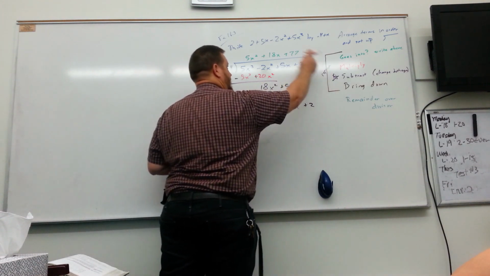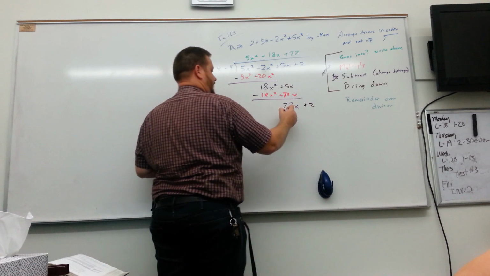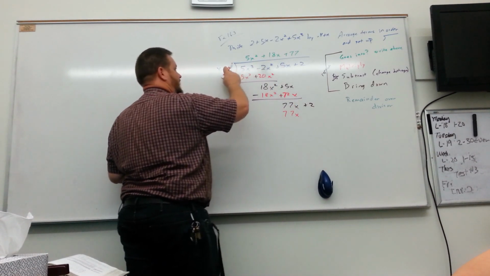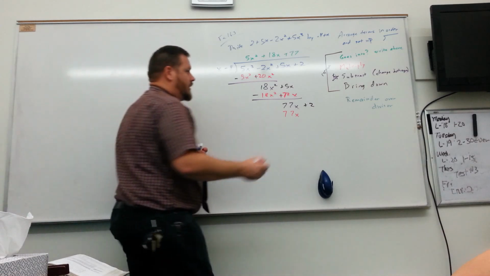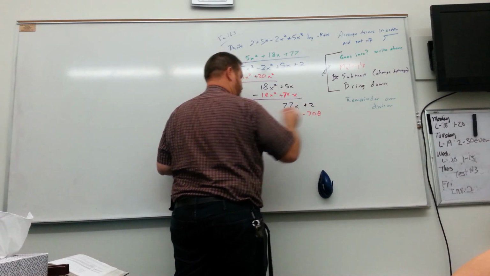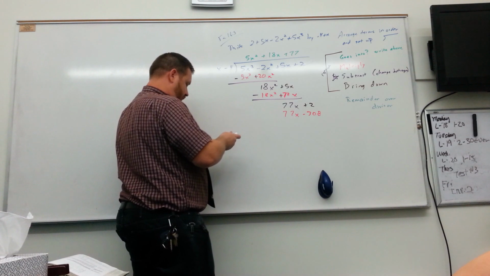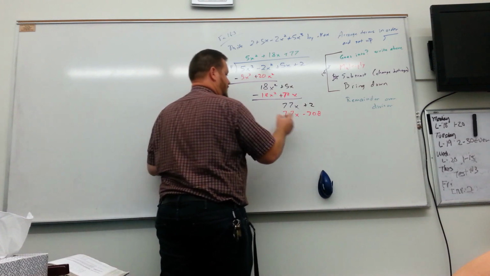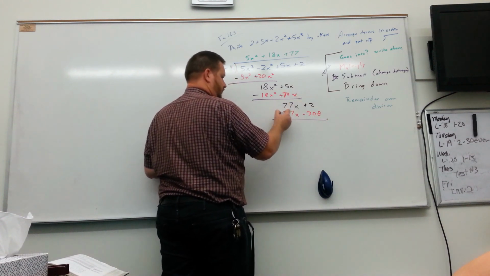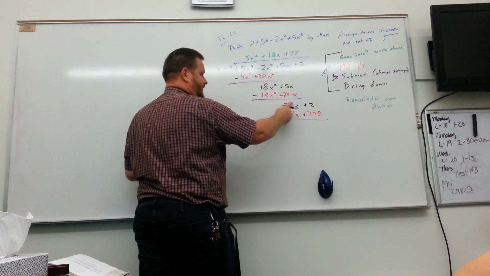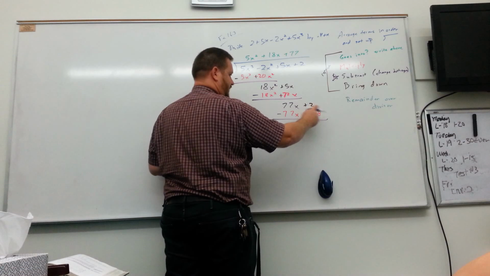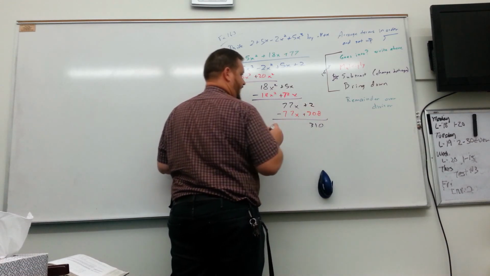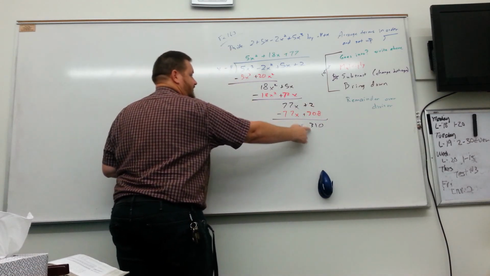So then we multiply 77 times this. We've got 77x. 77 times negative 4, you would do on your calculator probably, is negative 308. And then we're going to subtract again. We're going to subtract, changing both signs. So 77x minus 77x is 0. Plus 2 plus 308 is 310. We have now run out of x's.